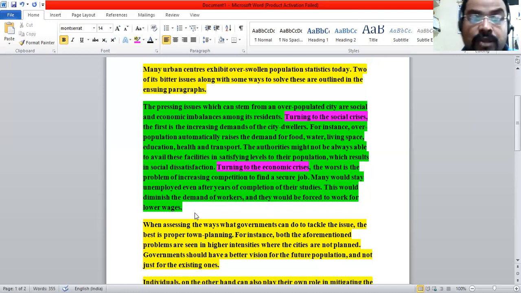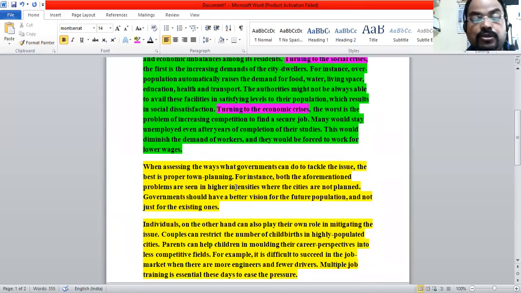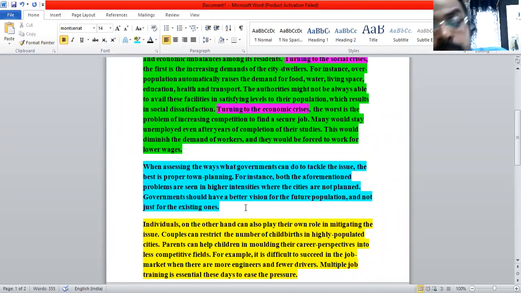So there are social problems, there are economic problems too, and that's what we have discussed in the first paragraph. The second paragraph, we are going to deal with the solutions. So let us go with the solutions here. So what about the solution? When assessing what governments can do to tackle the issue, the best is proper town planning. So you have to have a better town plan.